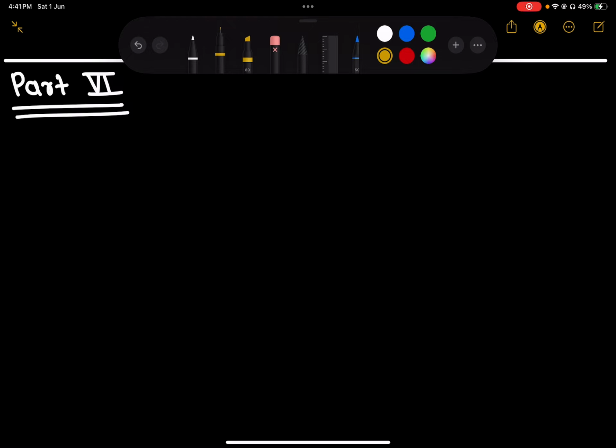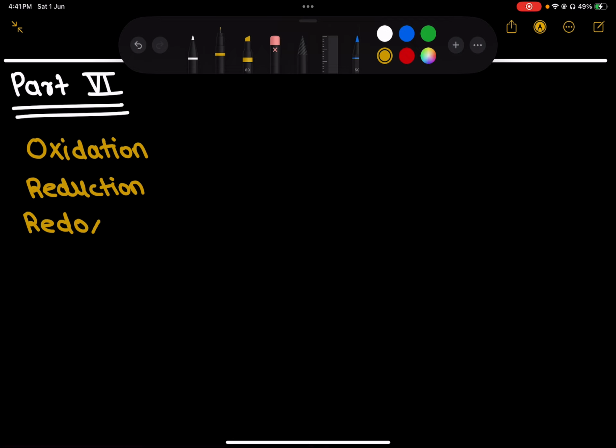So we are going to be studying oxidation, reduction, and also redox reactions. Okay, so oxidation and reduction we will be studying by the loss and gain concept as well as the electronic concept, the electron loss and gain as well. Okay, so just keep that in mind. We are going to be studying the electron concept as well.